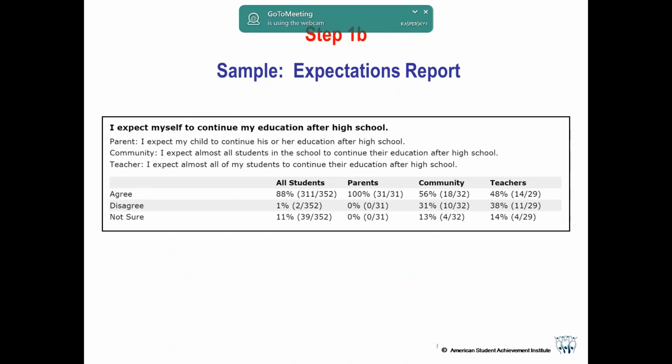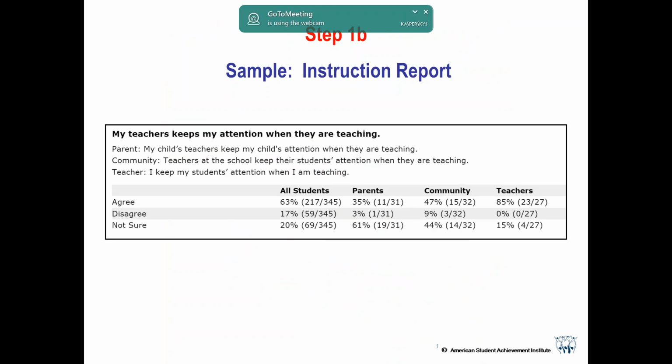Okay, so I've shown you a couple of examples. Here's an expectations example that we looked at before. Here's an instruction report. My teachers keep my attention when they are teaching. And then the parent version of that question, the community version, and the teacher version. You can see that 85%, this is a real school's data, 85% of the teachers felt that they were keeping the kids' attention compared to 63% of the students. And interesting, 35% of the parents. But again, that just begs discussion.